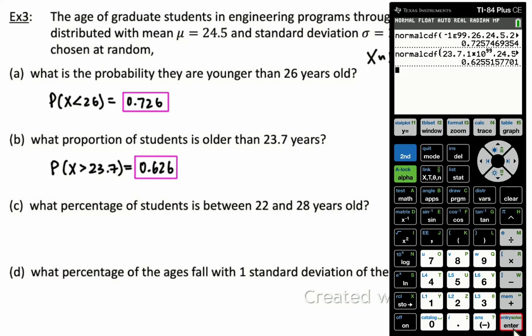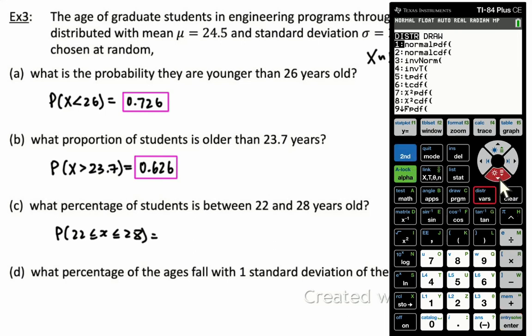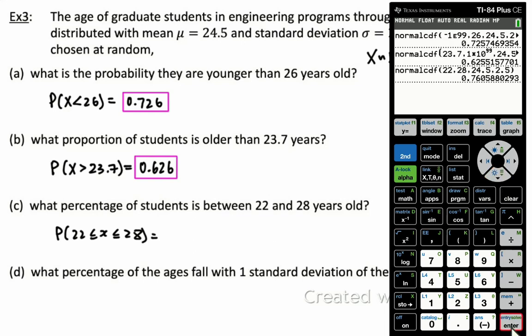Next question asks what percentage of students is between 22 and 28 years old. So here's our probability that we're looking for. Let's pretend the answer is not already there. And again, go to second, distribution, select normal CDF. Our lower bound this time is 22. Our upper bound this time is 28. The mean and standard deviation stay the same. And we get a value of 0.761 if we round to 3 significant figures.